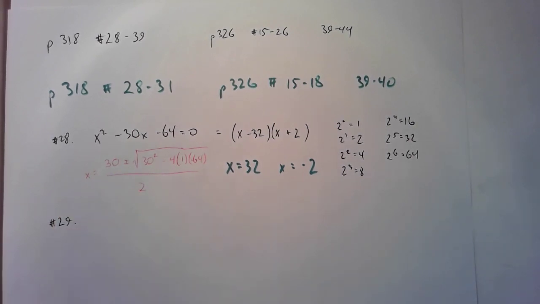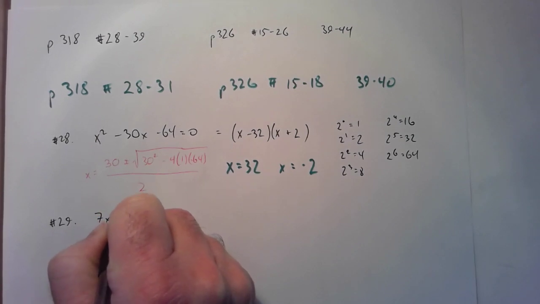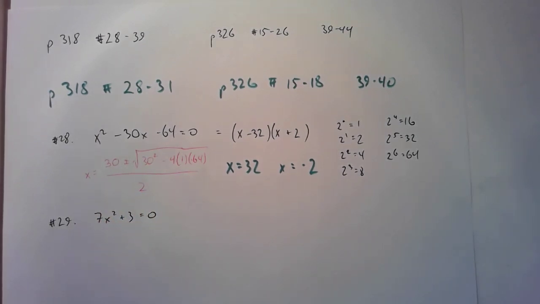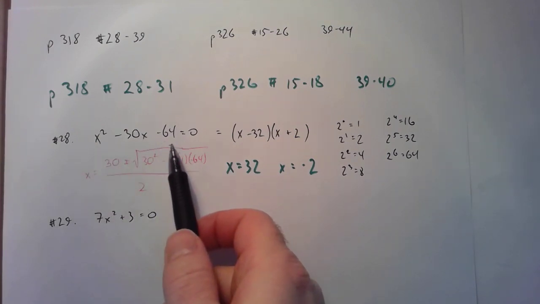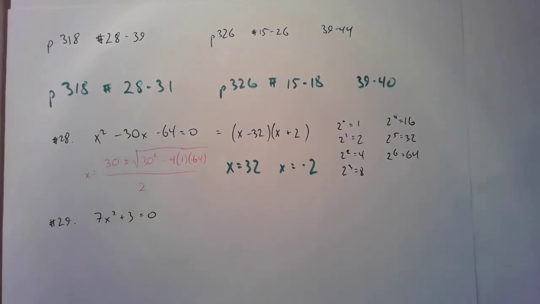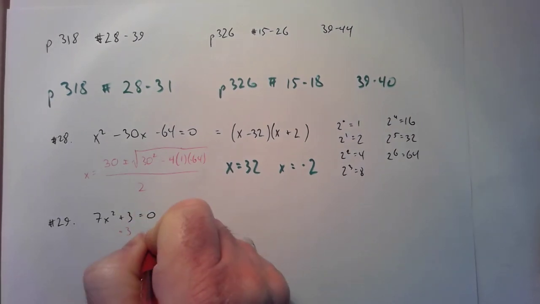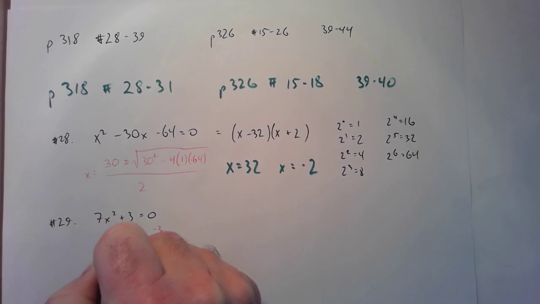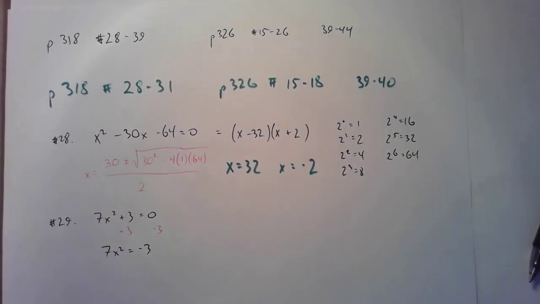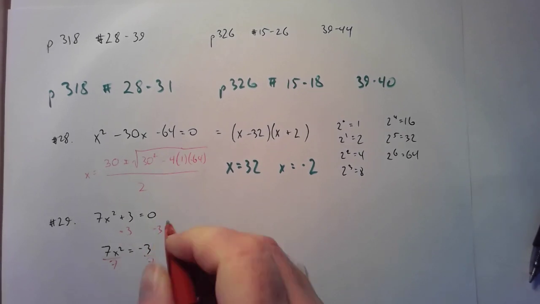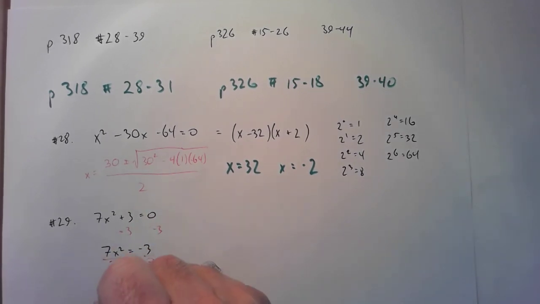Number 29 looks like 7x squared plus 3 equals 0. Now, the simplest possible problem would just be x squared equals something, and then you can take the square root of both sides. You can't do that with this because there's an x in the way. However, this one doesn't have an x term, and that means it is possible to get x by itself. And you do it like this. Minus 3 on both sides. You got 7x squared equals negative 3. Divide both sides by 7, and you've got yourself x squared equals negative 3/7.